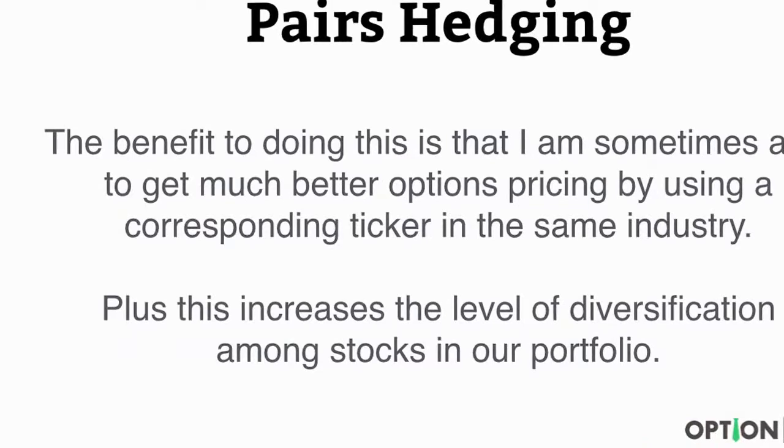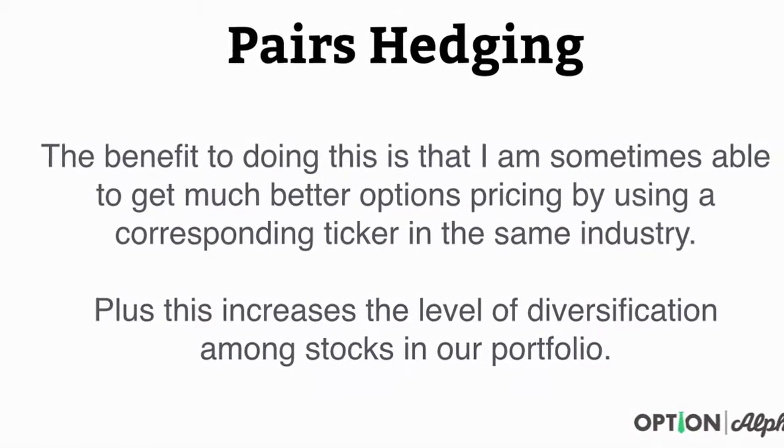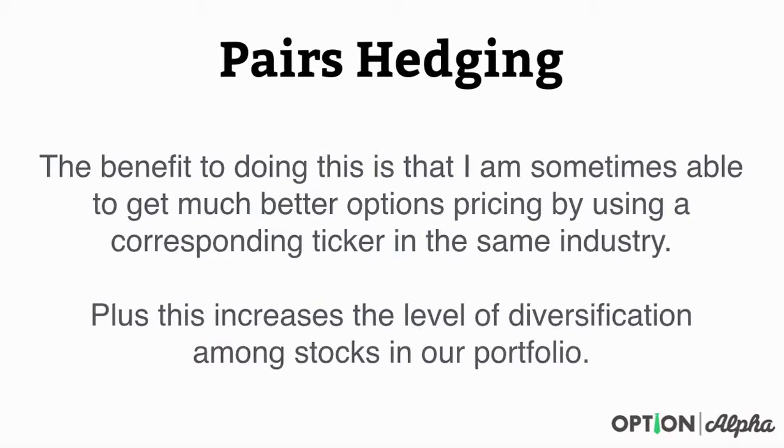So again, the big benefit to doing this is that I'm sometimes able to get much better pricing on something in a corresponding ticker in the same industry, like ExxonMobil or USO or GLD. Plus, this also increases the level of diversification among stocks in our portfolio. So now we don't have additional positions in Halliburton. Now we have that position split, and it's delta neutral, but it's across two different stocks in the marketplace that are very similar and correlated. So it increases the level of diversification in our portfolio and the number of trades that we make. So hopefully this has been a really helpful video.